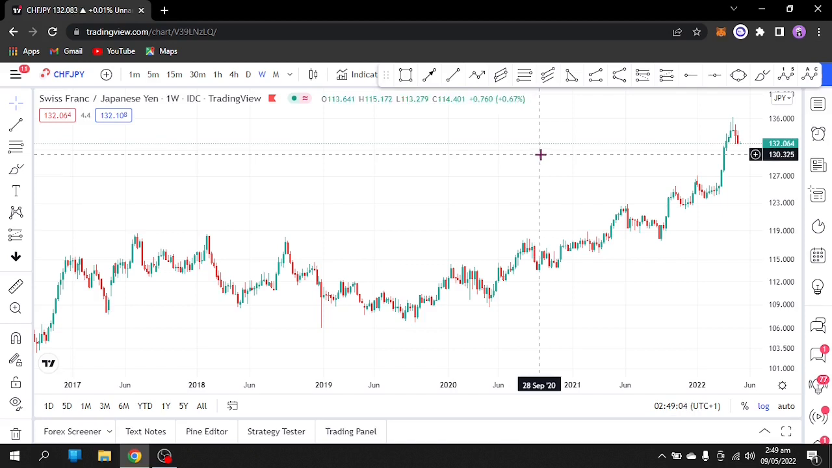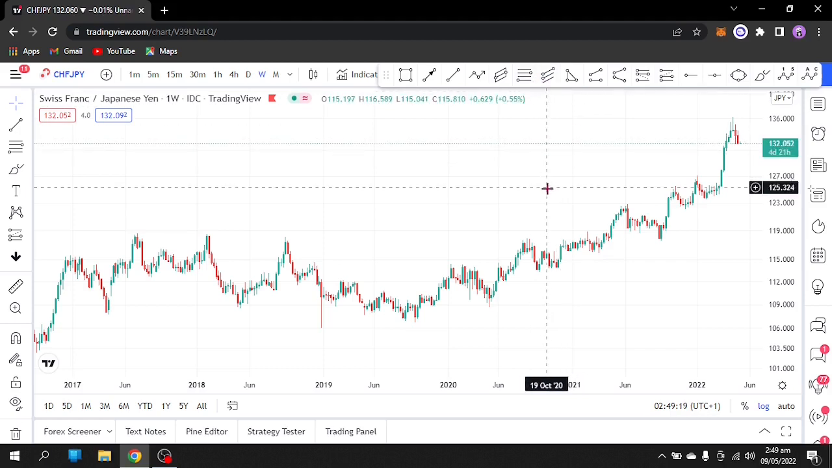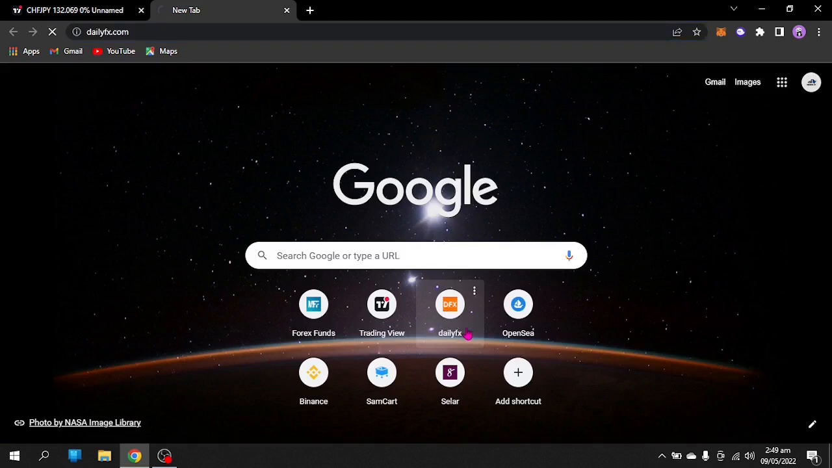It can wipe out the money in your account, so always watch out for news like the interest rate decision, non-farm payroll, and inflation rate. And you can get this news on sites like dailyfx.com or forexfactory.com. Now I will head over to dailyfx.com, and I have it here already. Dailyfx.com is one of the websites you can go to check your economic calendar.